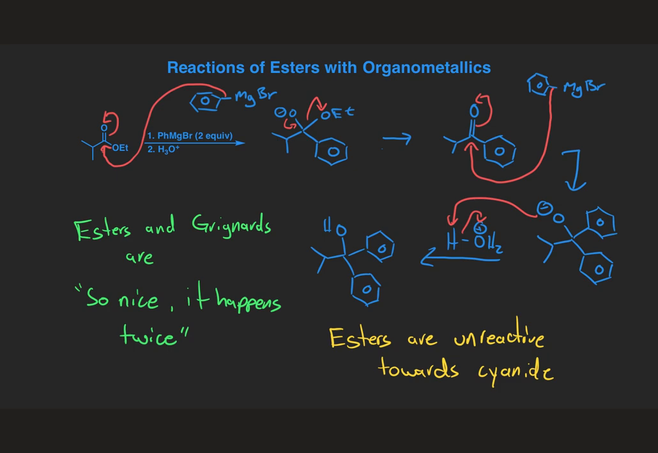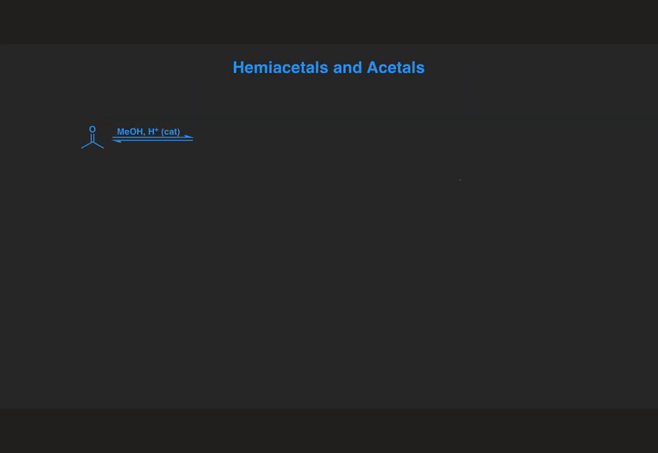So aldehydes and ketones fall between anhydrides and esters in terms of their reactivity in carbonyl compounds. And so an ester is too unreactive to work with cyanide, but you could use cyanide as a nucleophile with an anhydride or an acyl chloride. That wrapped up our look at carbonyl compounds and their reactions with carbon-based nucleophiles. Now I want to transition into reactions of carbonyls with oxygen-based nucleophiles.